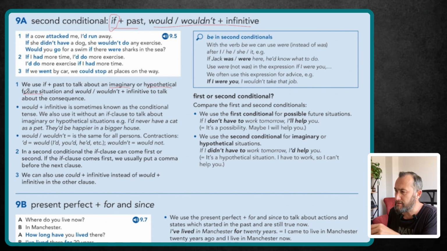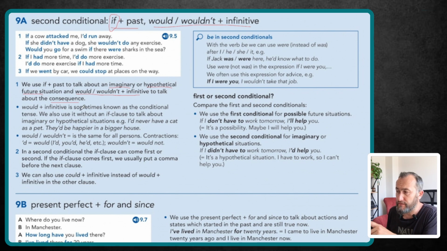They didn't say the present. Obviously, we can use it for present situations as well. And then after that, would and wouldn't infinitive. This part, would or wouldn't infinitive, is the consequence. Consequence means result. What is the result? The main part. That's why we call it result part or main part as well, guys.